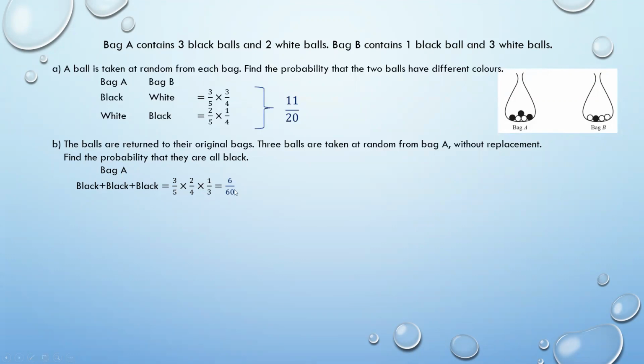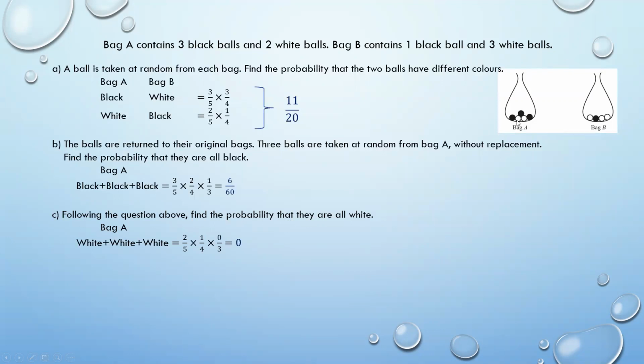6/60. You can put it like that, or you can simplify it. It's just up to you. For probability, you don't need to simplify, and you also get the full mark. Remember this. Now the question is asking for all white.